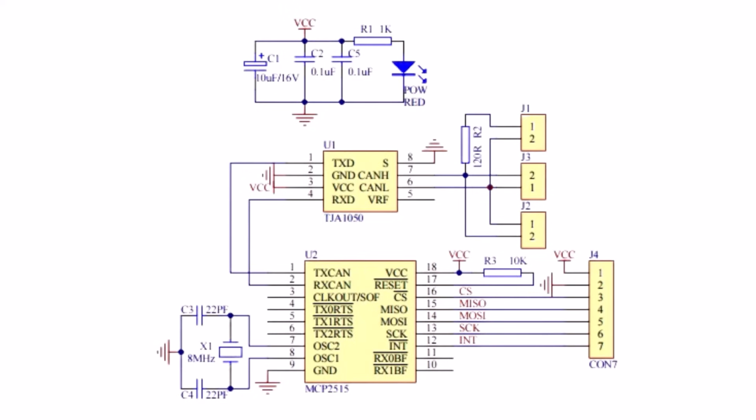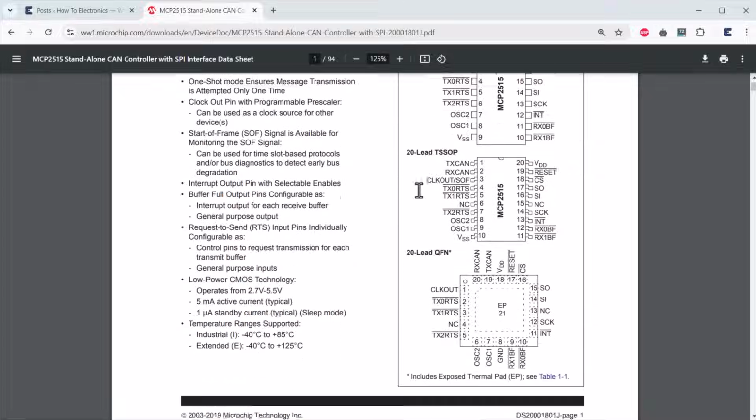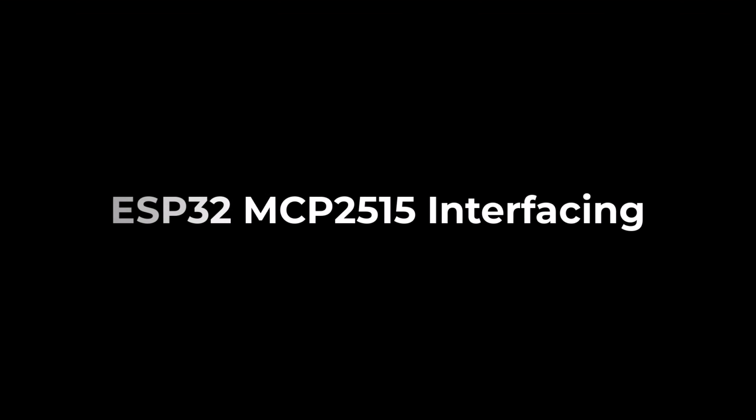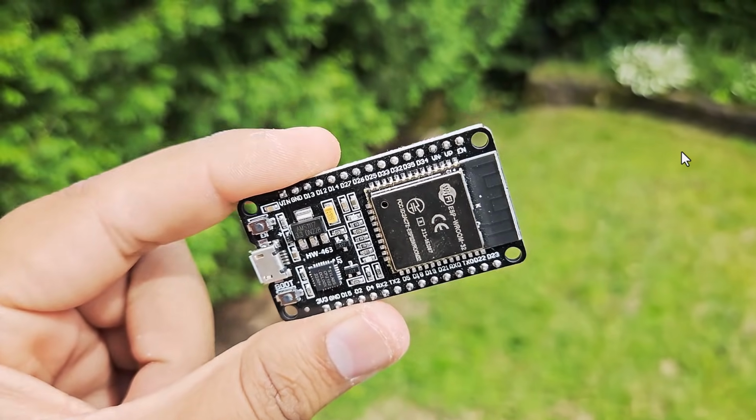The MCP2515 IC is the main controller that internally consists of three main subcomponents: the CAN module, the control logic, and the SPI block. You can refer to the MCP2515 datasheet for more information. Now, let's interface the MCP2515 CAN bus module with ESP32 and test the CAN communication protocol.